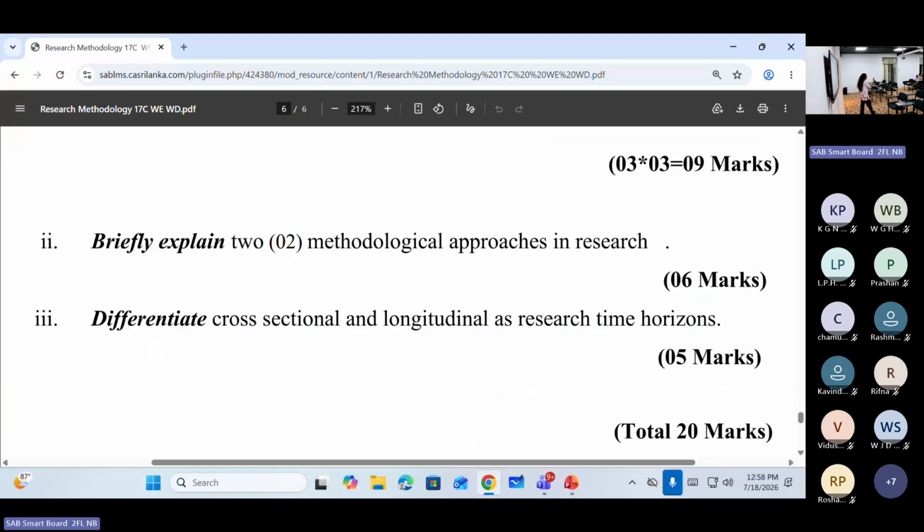All right. Third one. But it has been asked: differentiate. What do you want to differentiate? Cross-sectional and the other one, longitudinal data. Right? Cross-sectional and the longitudinal time horizon. Search and write it. Cross-sectional studies and longitudinal studies. Hope you have learned those things.